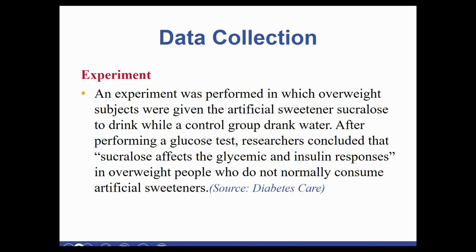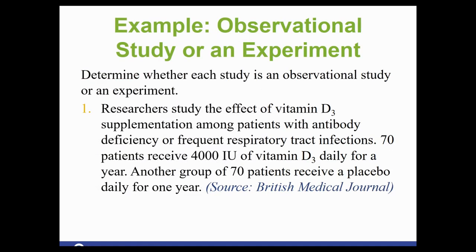So that would have two groups there, a group that got it, the sucralose, and then the group that got the water. Two different groups. Oftentimes with an experiment, that's kind of your clue, is look to see if they divided the groups, like divided them into groups.